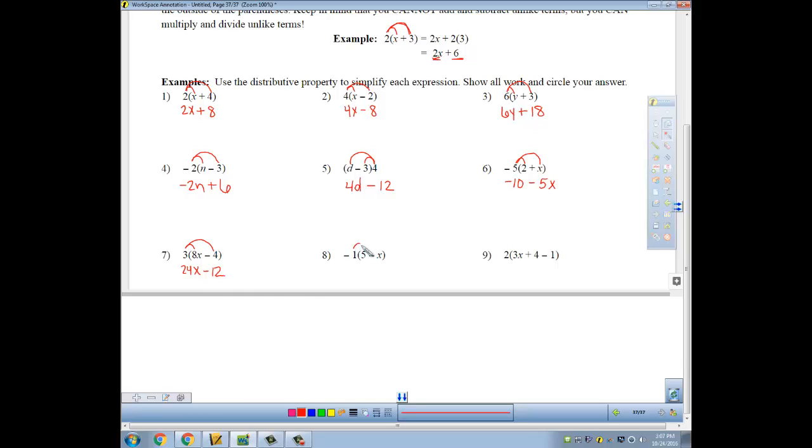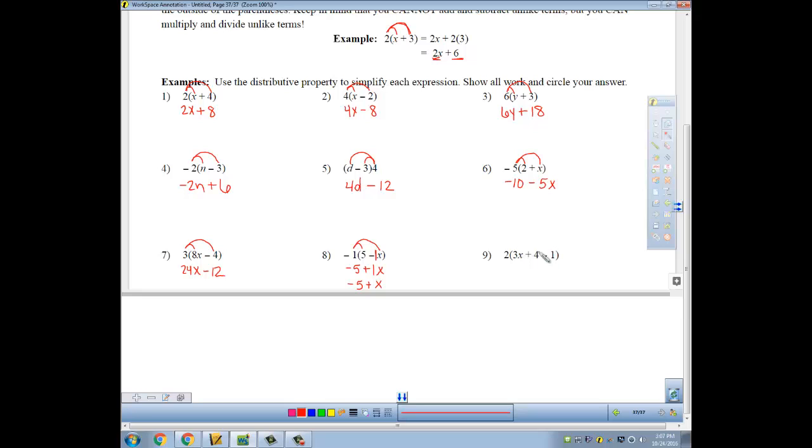Number 8, negative 1 times 5 is negative 5. Negative 1 times negative x, remember there's an invisible 1 here. So negative 1 times negative 1 is a positive 1, so it's positive 1x. You could also write this one as negative 5 plus just plain x. So if you have a coefficient, so the number in front of the variable that's just 1, you don't really need to write that 1.